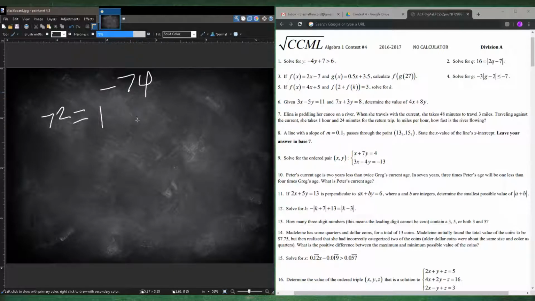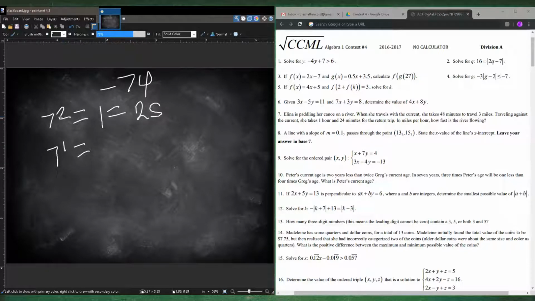So 74 minus 49 gets you 25. So you have 25 remaining over. Usually that's how I write it: 7 squared times 1, and 25 remaining over. So 7 to the first, that's 7. How many times can 7 go into it?